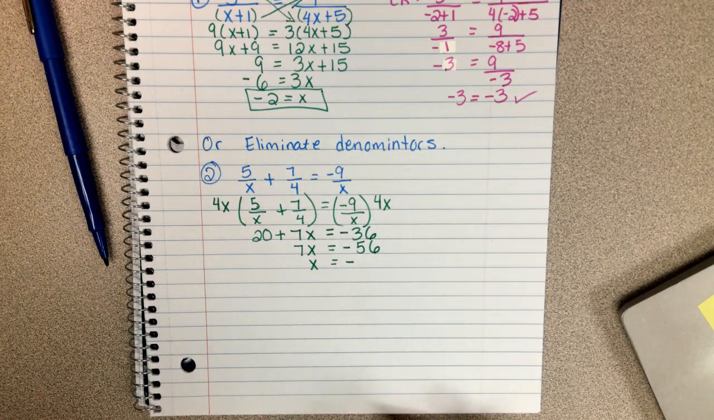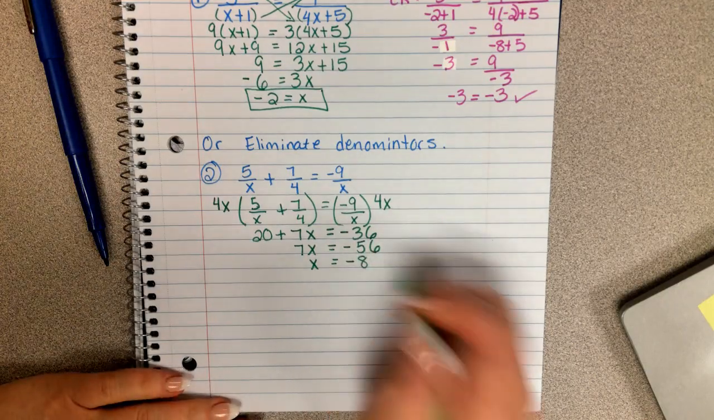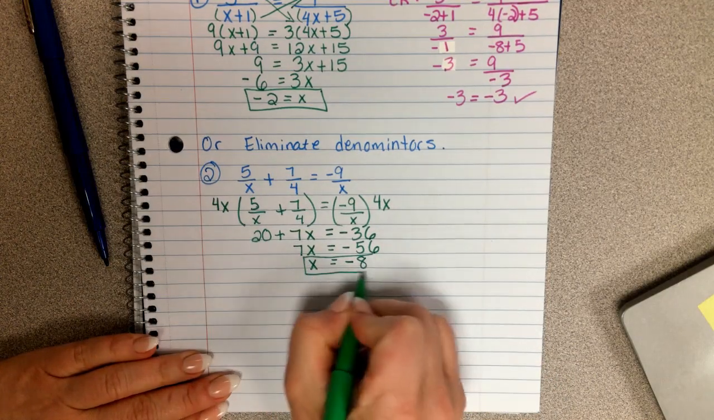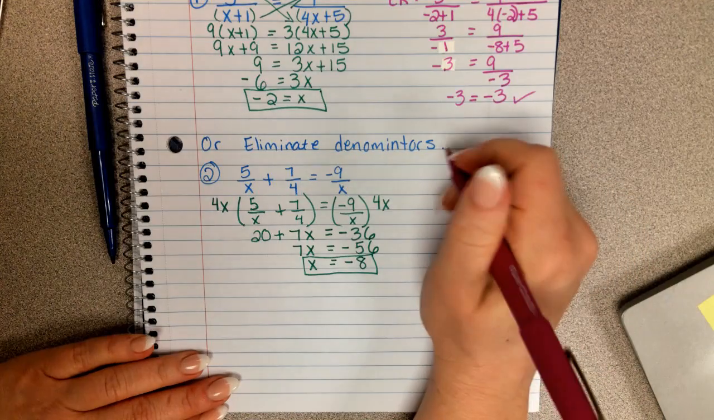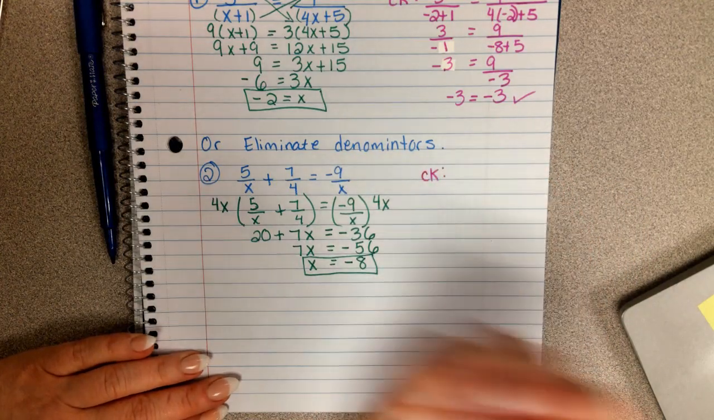And let's see here, 56 divided by 7, I want to say it's 8. Yeah, 8. Okay. And then, of course, you could easily check that. We're just going to go back and substitute in that negative 8.